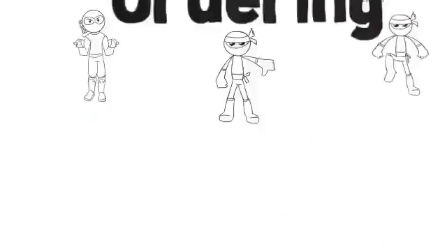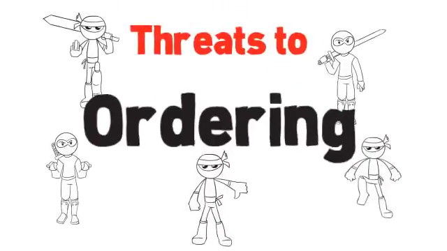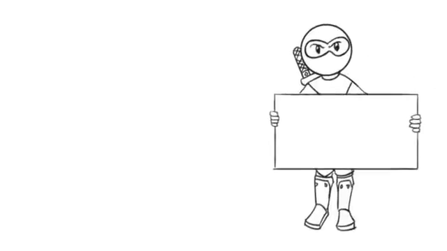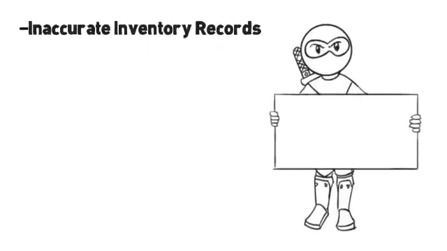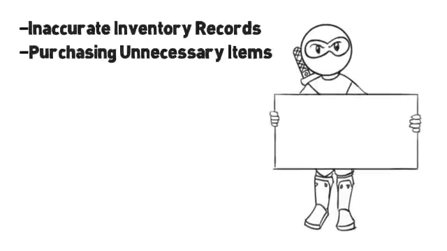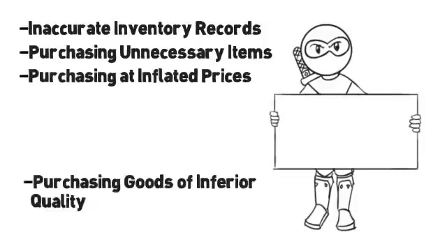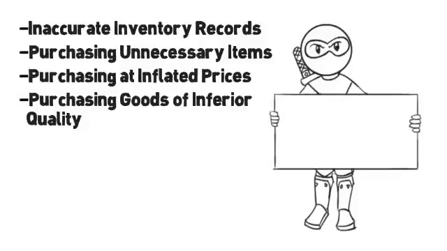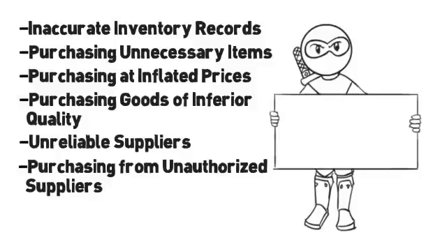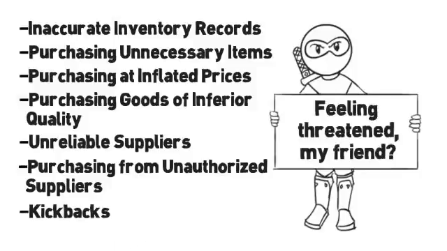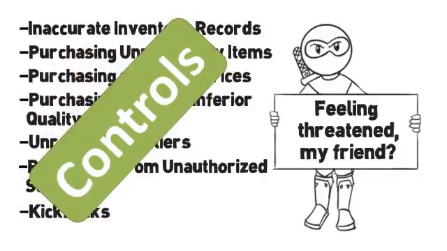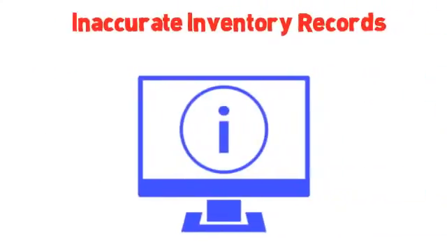Now let's address the threats to this process. These include inaccurate inventory records, purchasing unnecessary items, purchasing at inflated prices, purchasing goods of inferior quality, having unreliable suppliers, purchasing from unauthorized suppliers, and kickbacks. Wow, now that's a lot of threats. But don't worry, we'll go over each one along with the controls to mitigate these threats.